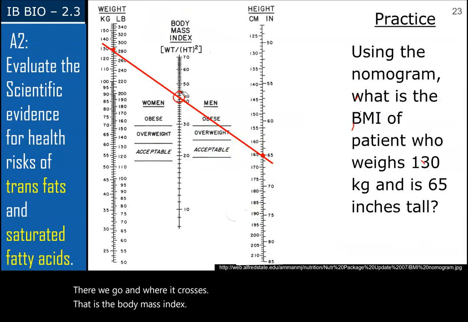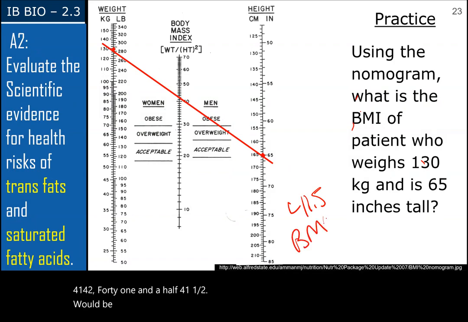Let's see, I think our answer came to 41, 42, 41 and a half. 41 and a half would be the body mass index for someone that's 65 inches tall.